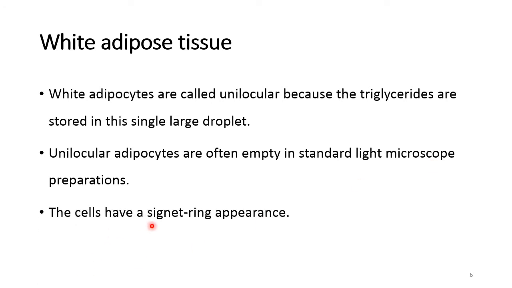And the cells have a signet ring appearance, like a ring, because the nucleus and the cytoplasm are displaced laterally, and they are flattened due to the presence of this large lipid droplet. So this lipid droplet displaces the nucleus and the cytoplasm laterally, so it gives the appearance of a signet ring.